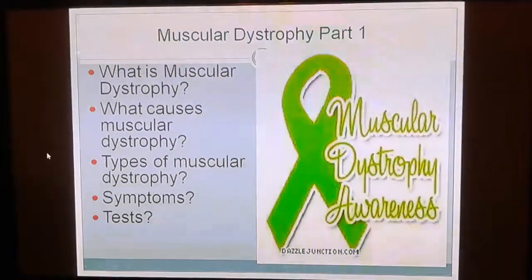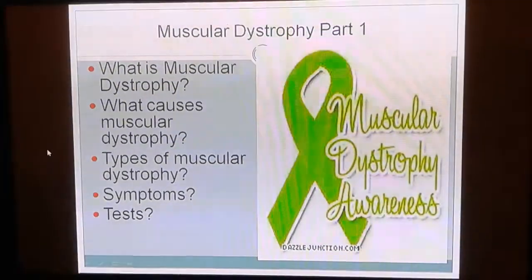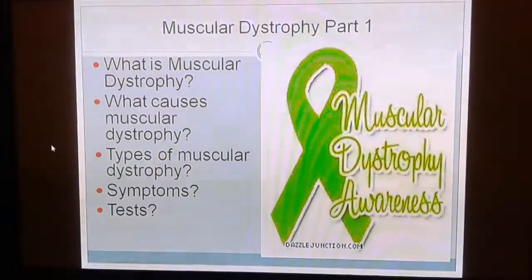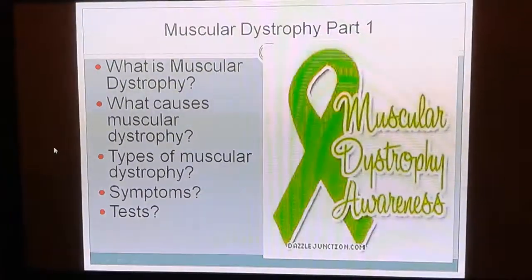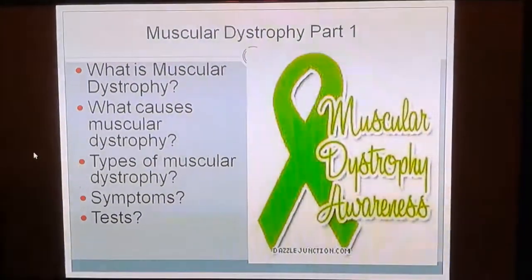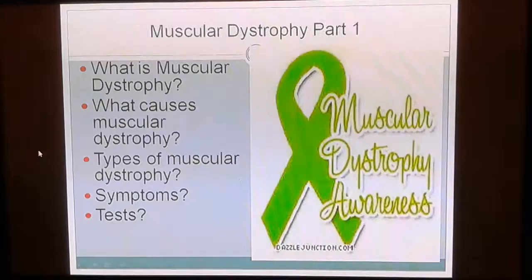Something very interesting that I found is that September 7 marks Muscular Dystrophy Awareness. Something very interesting because, since we also have breast cancer awareness, I found this, and it's a green ribbon, lime green ribbon.